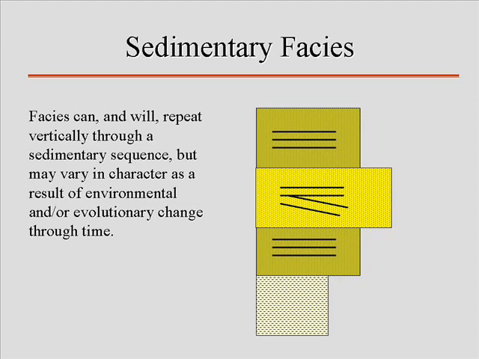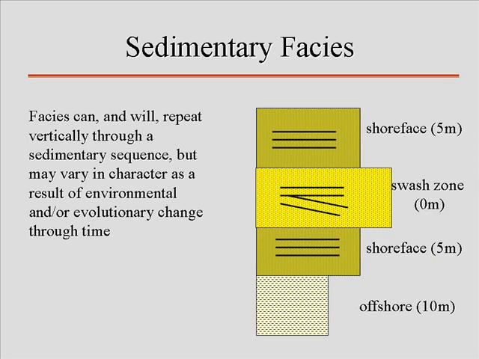Okay? So looking at a diagram like this, you can interpret depositional facies based upon criteria, which I haven't given you enough of, but this bottom part here, let's call it offshore, in water depth of maybe 10 meters, the shoreface in water depth of maybe 5 meters, the swash zone, that low-angle cross-stratification is characteristic, it's right at 0 for sea level, and then we go back to shoreface. So ultimately what we see here is an apparent sea level drop followed by a sea level rise.